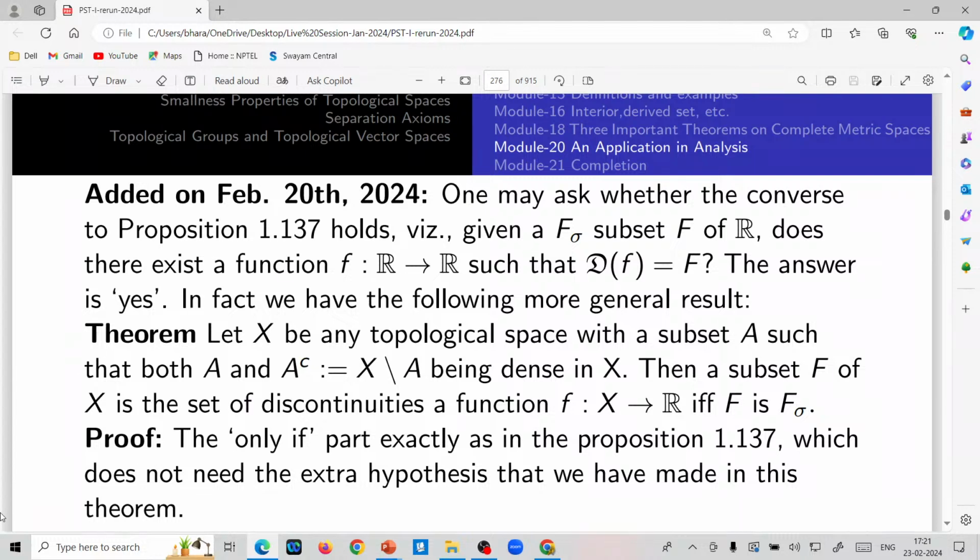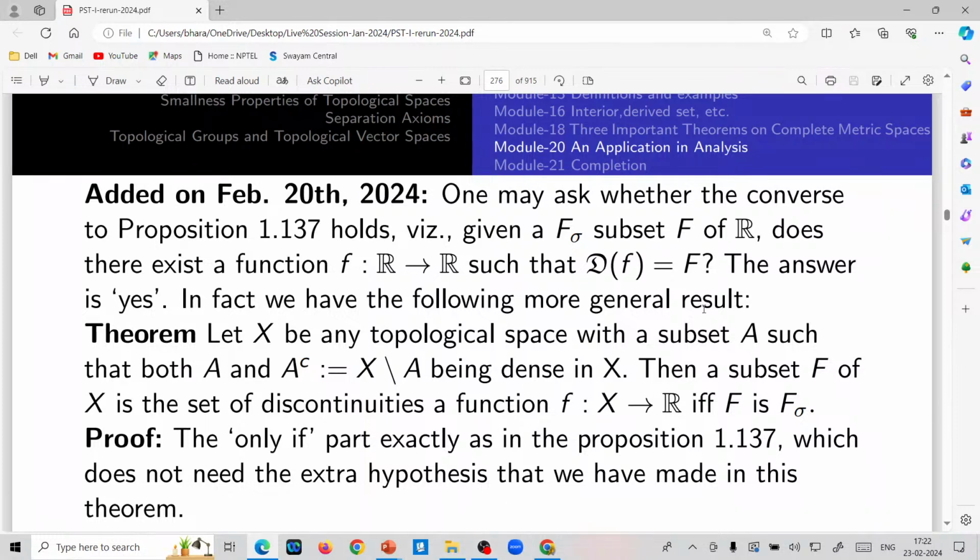So if that is the property of any topological space, then the converse will be true. Namely, given a subset F of X, the set of discontinuities of a function from X to R will be precisely equal to F. It is an if and only if that I have stated here. Okay. The only if part is the theorem, the if part is the converse that we have to prove now. If you state it as a theorem, you have to prove it. Okay, the only if part is exactly the proposition, which does not even need an extra hypothesis because it's R already. So that we have made in this theorem. Actually, you don't need any hypothesis. Namely, you just write the set and show that it is a countable union. So that doesn't need it. So that was a theorem actually.